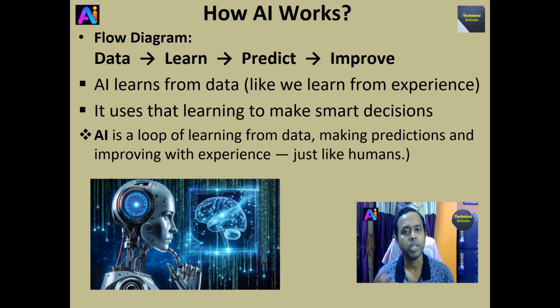So AI learns from data like we learn from experience. It uses that learning to make smart decisions. AI is a loop of learning from data, making predictions and improving with experience just like humans. So AI is assigned to assist humans, improve efficiency and reduce efforts in daily life. So we can say AI is not the replacement of humans, it just assists the human for better result and better prediction, right?